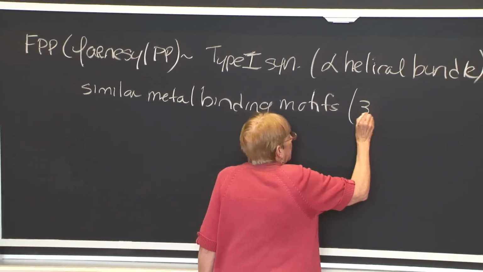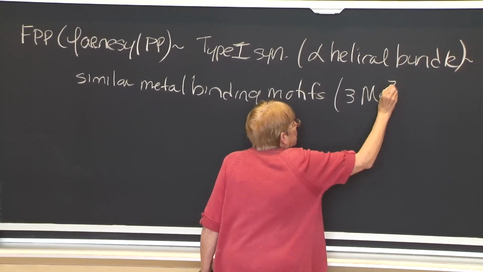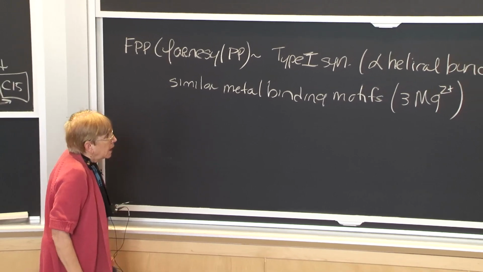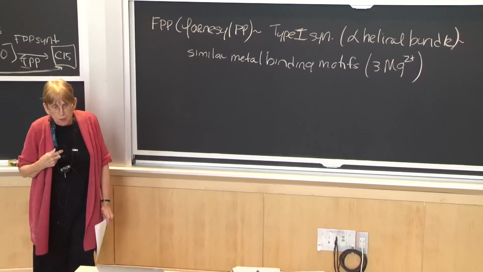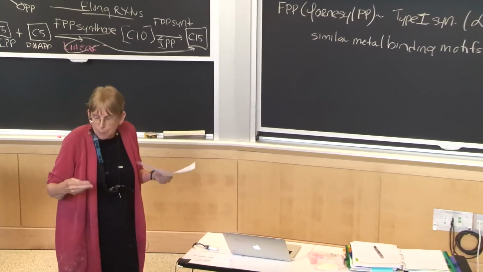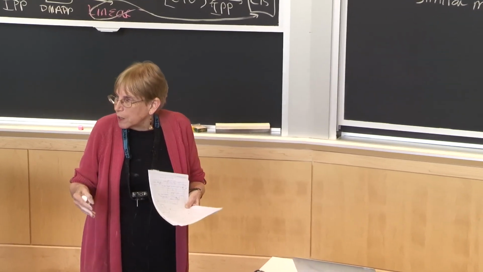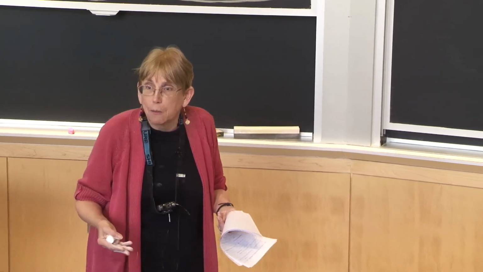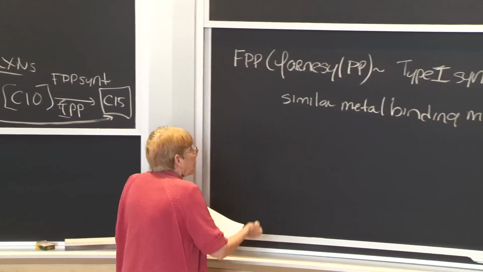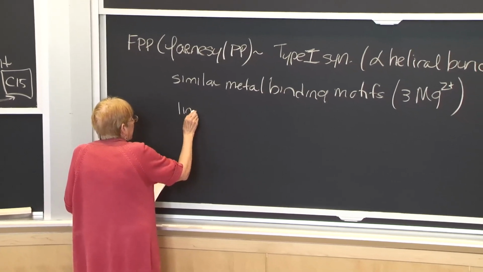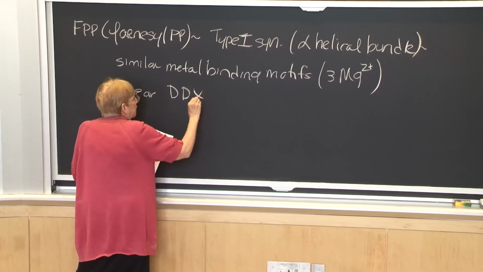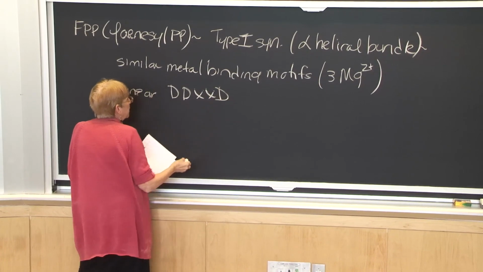But it turns out most of these proteins require 3 magnesiums. And as with many metal-based reactions, if you line things up, you really don't find that much sequence homology, but if you know where to look, you find sequence homology around where the metals bind. So what you see in the case of the linear farnesyl pyrophosphate is a DDXXD motif.